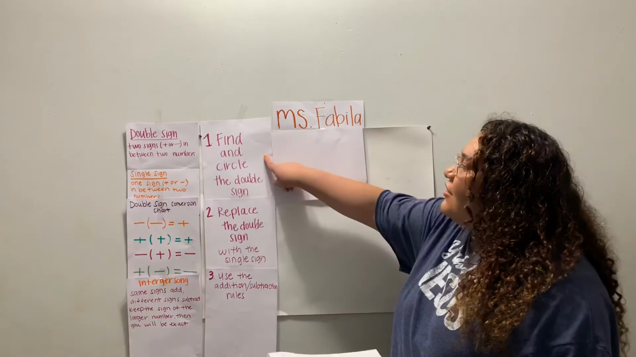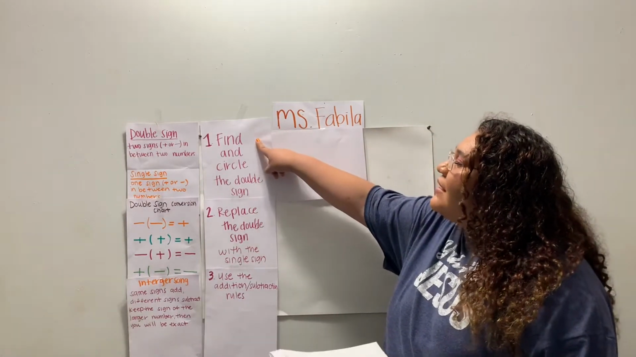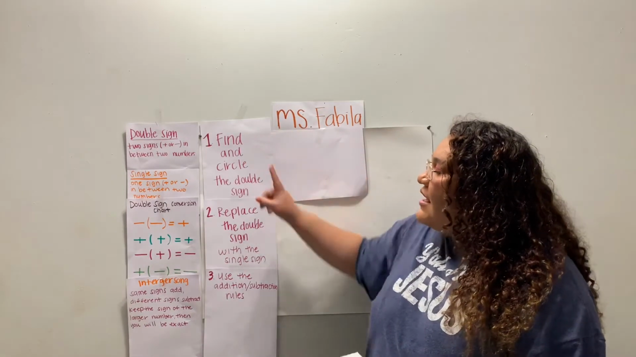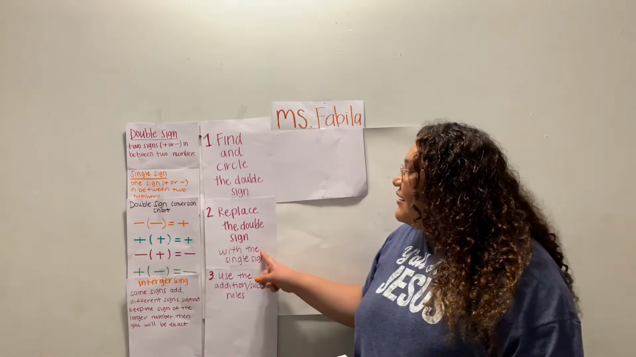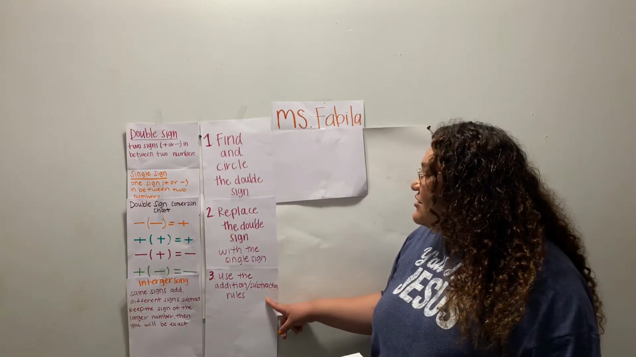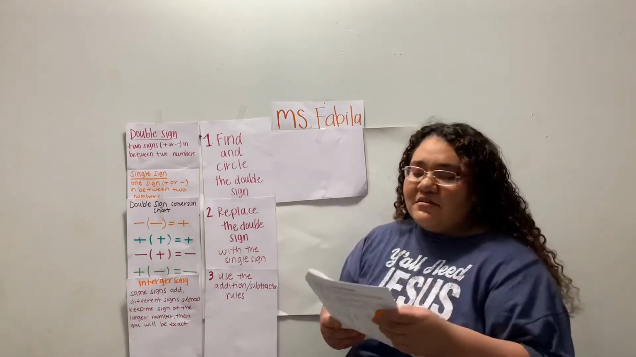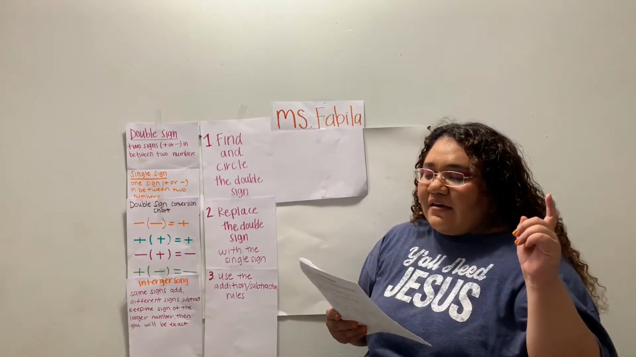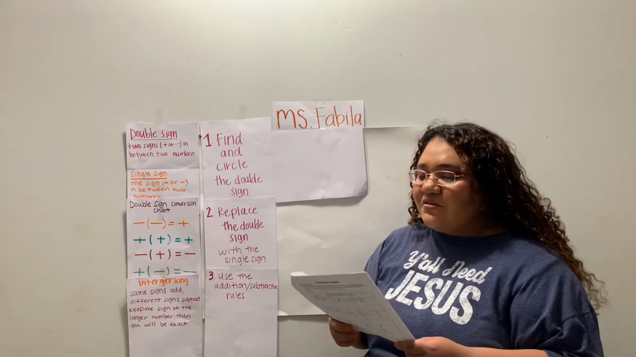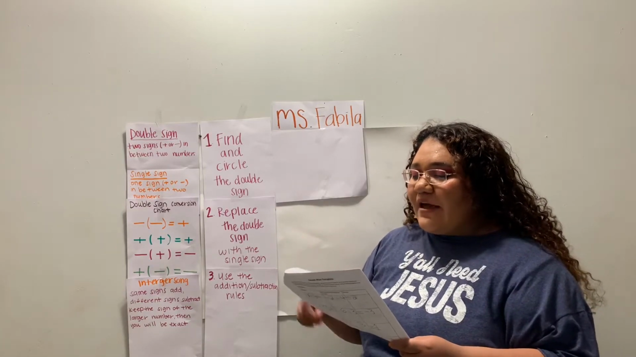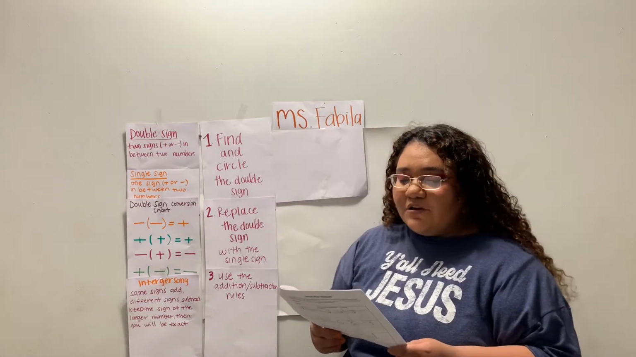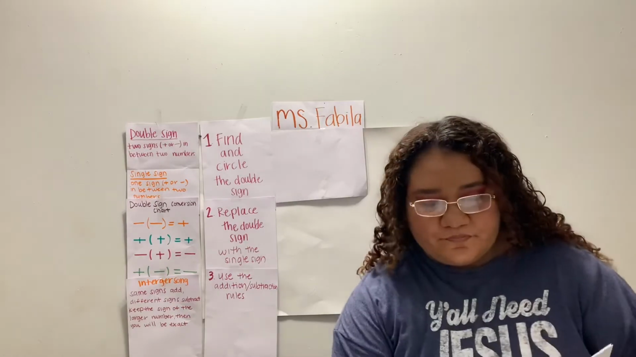So the first thing you have to do when you have a problem that you're trying to solve with double signs is find and circle the double sign. Then you're going to replace the double sign with the single sign, and then you will use the addition and subtraction rules. The rules are that if the signs are the same, you add and keep the sign, but if the signs are different, you subtract the big number and keep the sign of the bigger number.